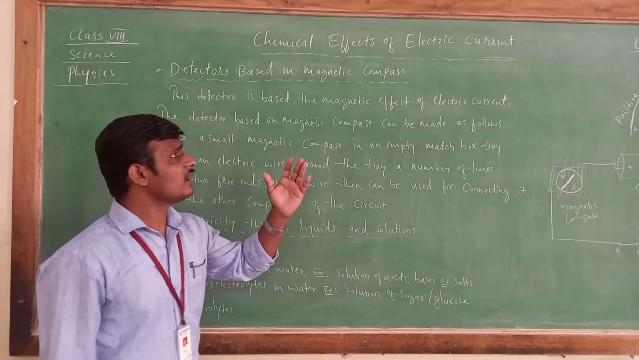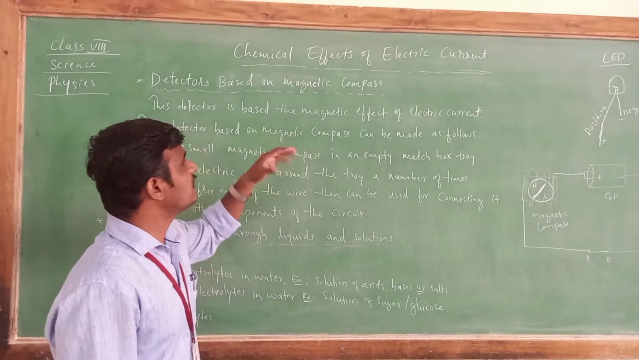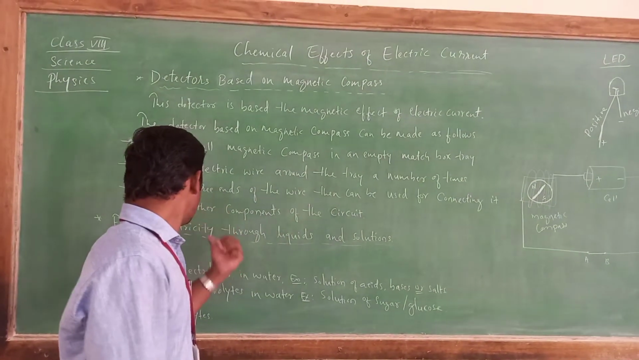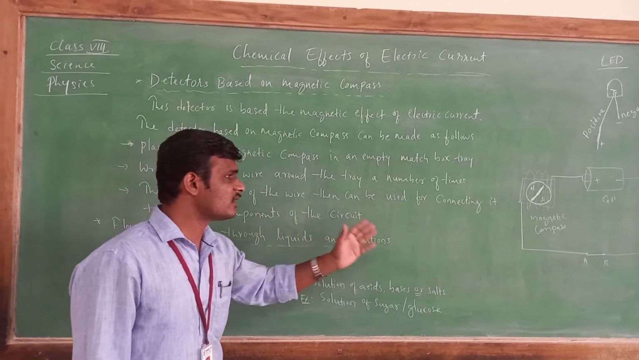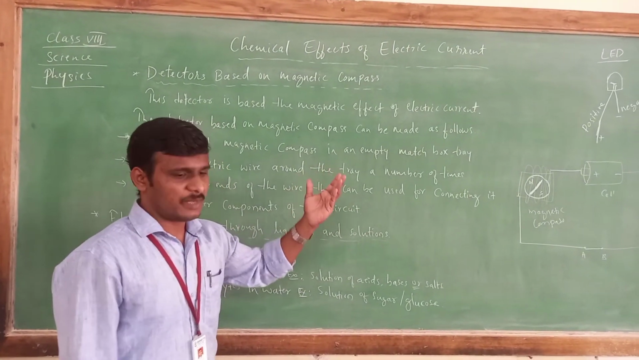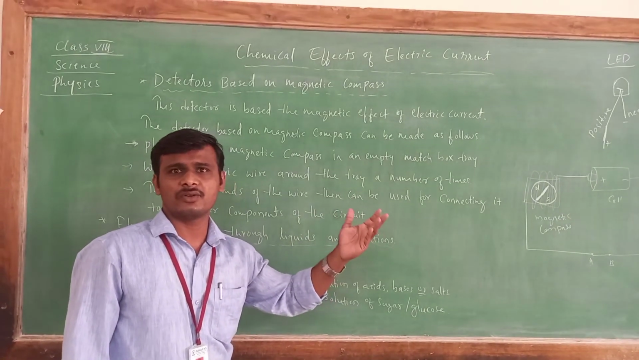So in this class we have learned about the detectors of the flow of electricity, and the flow of electricity through liquids and solutions. In the next class we will study the chemical effects of electric current, that we are going to discuss.